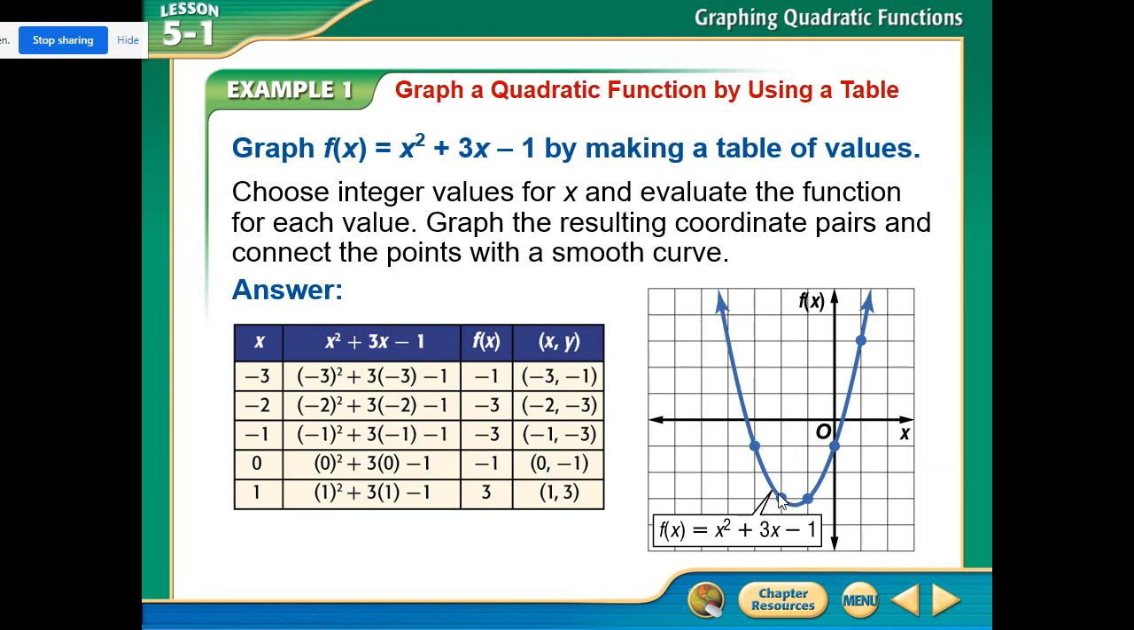We have points that are opposite, evil twins of each other on opposite sides. There's a line that goes right through the middle here that cuts us in half, and everything is exactly the same on each side. Our vertex would be down here at the bottom, and this would be opening up because this is a positive 1 in front. What is our y-intercept? Our y-intercept is that -1. See, it crosses at -1.